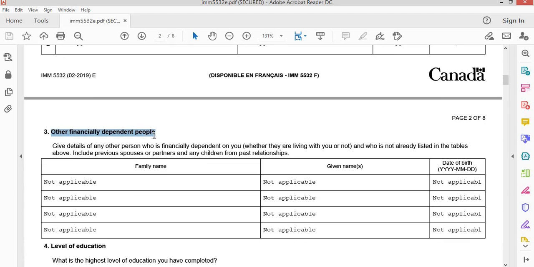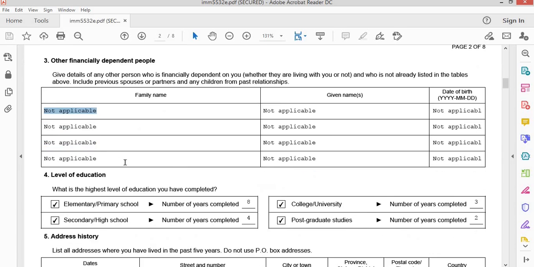Other financially dependent people. So give details of any other person who is financially dependent on you. In case there is nobody, you can simply mark it as not applicable. In case somebody is dependent on you, you can fill in the first name, the last name, and the date of birth for that person.